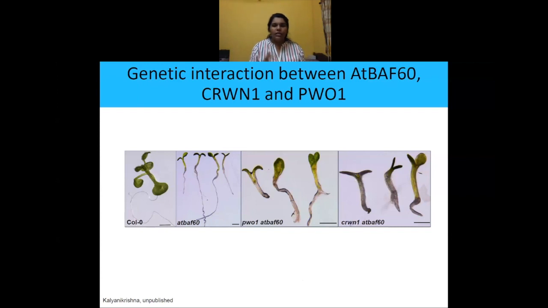So PWO1 single mutant and CRWN1 single mutant phenotypes are not so different from pol0. They are not severely affected. However, ATBOB60 mutant is severely affected, and the double mutants show further enhancement of this phenotype. So the genetic interaction between these interacting partners was also confirmed.